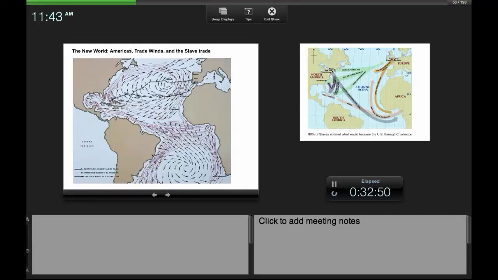Trade winds facilitate. You come from Europe, you pick up human beings, you redistribute the human beings in the Americas, then you take the trade winds back with the raw resources you found, gold, cotton, timber, to Europe, then you pick up manufacturing goods and you redistribute them throughout the world. Colonialism is extractive.